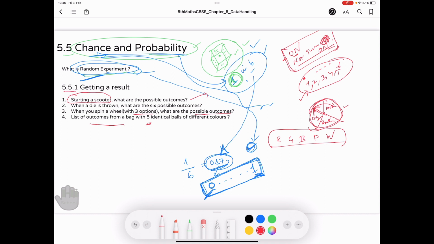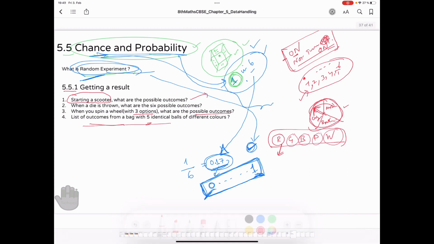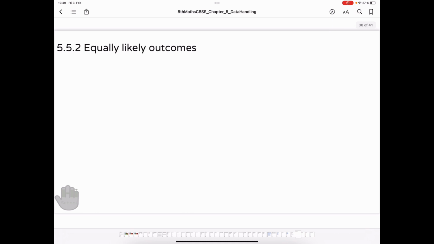You're just pulling it out, and so any color can come out. You're not purposely looking into the color and pulling it. You're simply putting your hand into the bag and pulling out a ball without looking at it. So then any color can come out because all these are identical. There is no special feeling to a ball, right? So any ball can come out, and so the possible number of outcomes is 5.